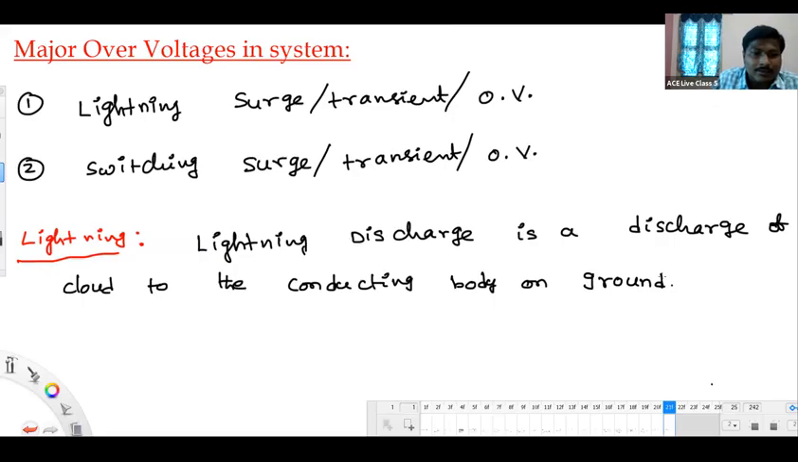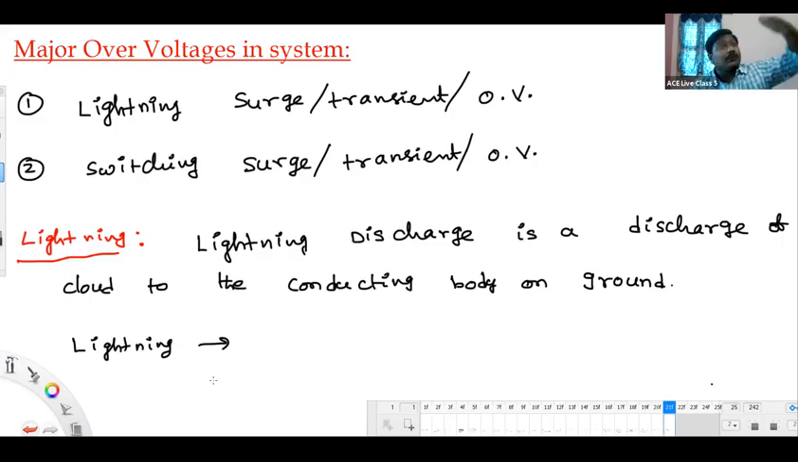So it's a discharge of cloud to the conducting body on the ground. Okay, next point in the lightning. In what form will it be? Lightning will be in what form? Is it in the form of voltage or current? Tell me please. Lightning discharge, is it in the form of voltage or current? Just observe here clearly.